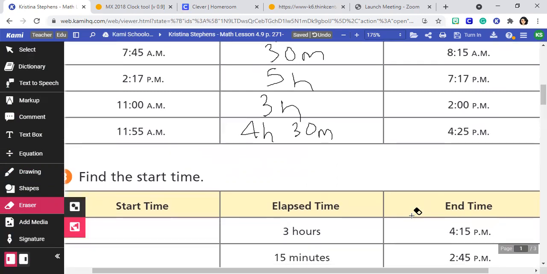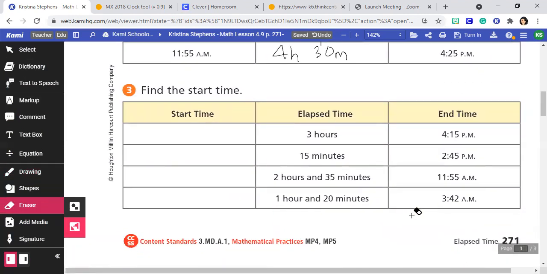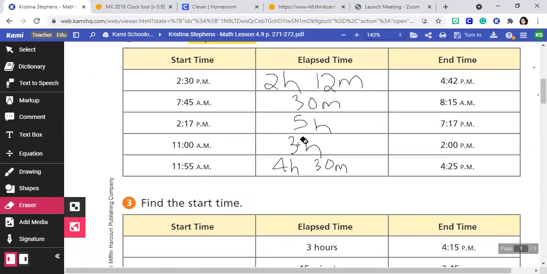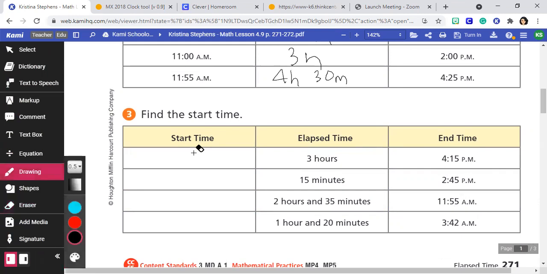All right, exercise 3 down here is asking us to find the start time. So where we were going start, elapsed time, forward, finding the in-between, now we're going backward. It was 4:15 p.m., but 3 hours earlier, what time was it? Well, I think I'm going to keep using my number line strategy so I don't have to jump around. Or you can count using mental math.